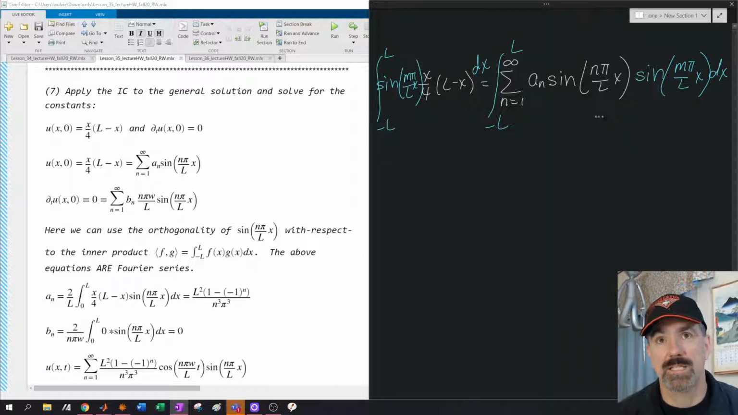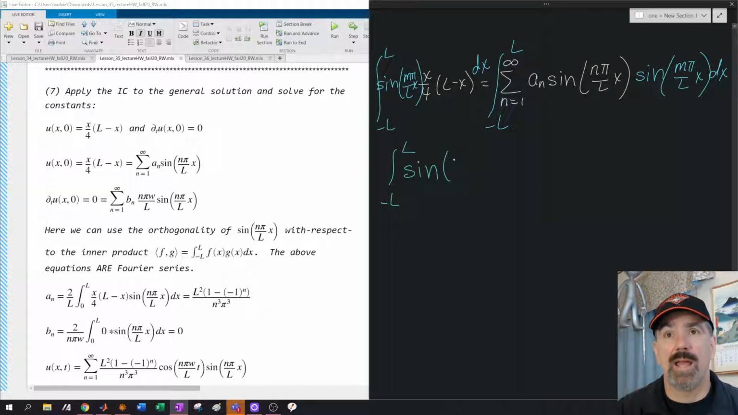Now we didn't discuss the subtleties here, but it turns out that I can swap the order of summation and integration. I can push the integral inside even though I have an infinite sum. The reason that that's true vastly exceeds this class. It's a real analysis argument on uniform convergence of this series. But the result is we have minus of our sine, and we have an m pi over L x times x over 4 times L minus x dx.